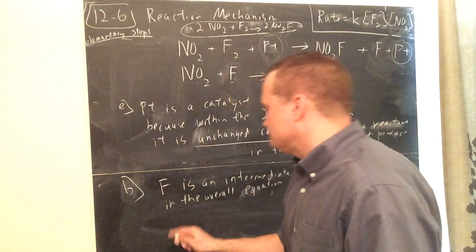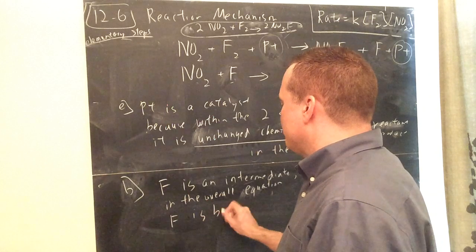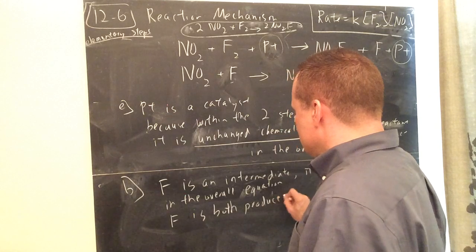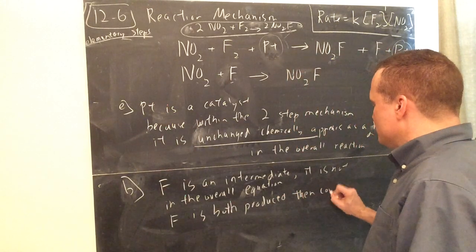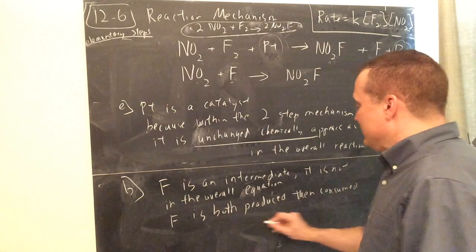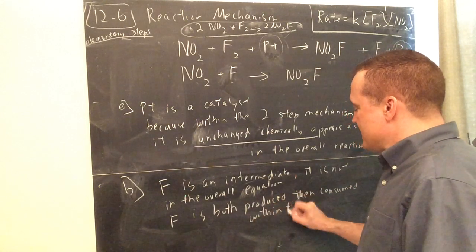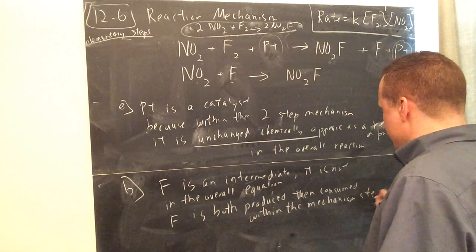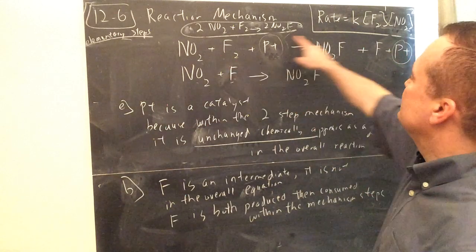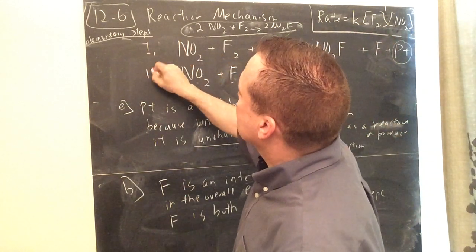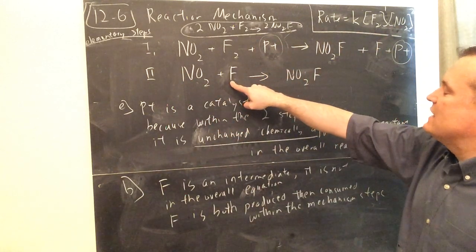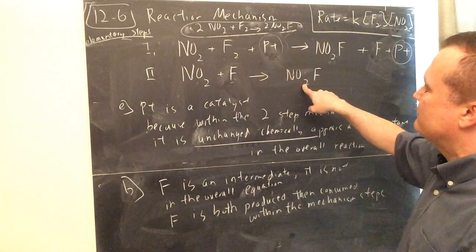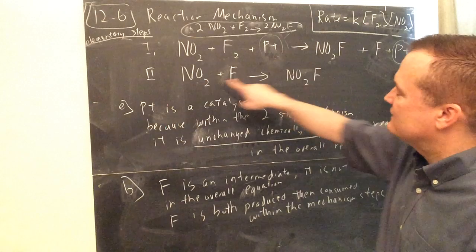F is both produced, a product, then consumed within the mechanism steps. Okay, so F is produced in step number 1, and then in step number 2, it is consumed. Here it's a product, but then it becomes a reactant in step number 2 of the mechanism, and it's used to get to the final product.